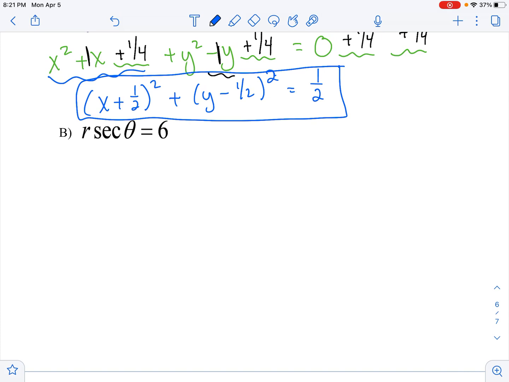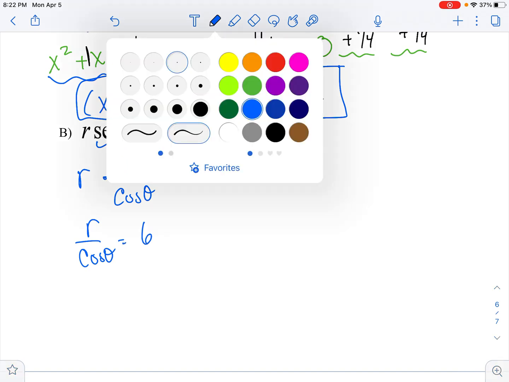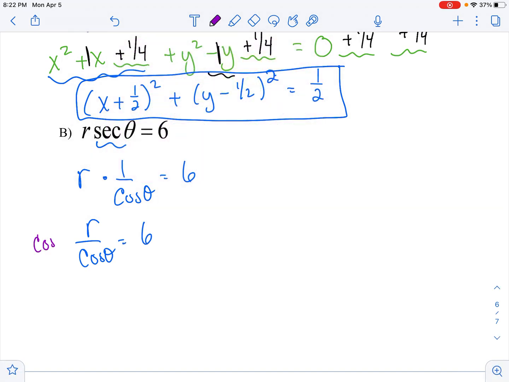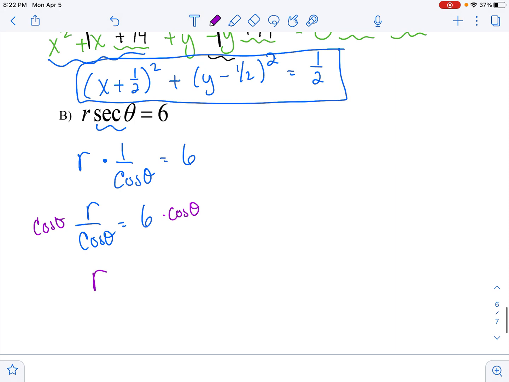Letter B says r secant theta. Well, I don't know any formulas with secant in it, so I'm going to get rid of that secant. And that secant is really just 1 over cosine theta, and that's equal to 6. All right, I don't want that fraction there, so that technically gives me r over cosine theta equals 6. I can either multiply both sides by cosine theta, or I could put that 6 over 1 and cross multiply, and that gives me r equals 6 cosine theta.